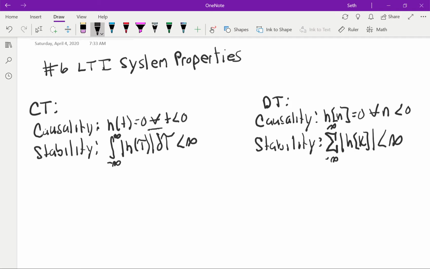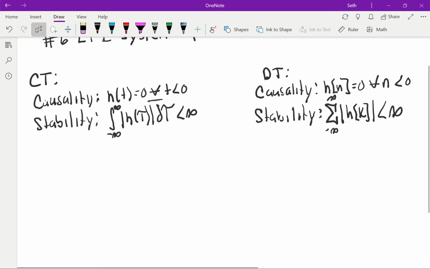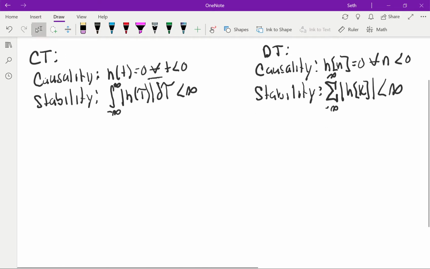So you should have these conditions written down on your cheat sheet, unless you've committed them to memory. But I don't really think there's much value in committing them to memory. So just write them on your cheat sheet.